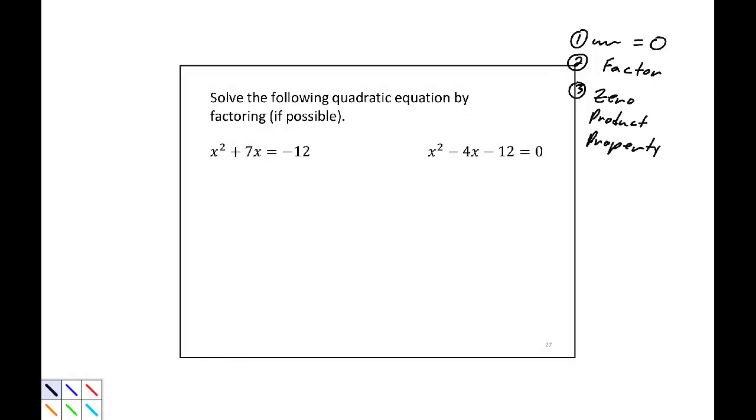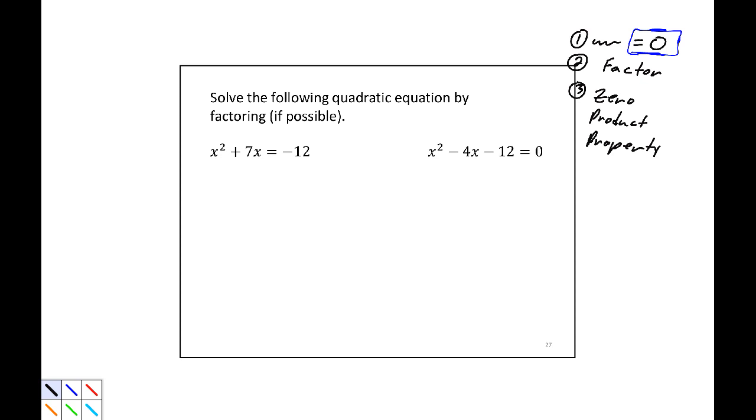Our next objective in this section is to solve a quadratic equation by factoring, if possible. The steps that we're going to follow here are: 1, get our equation in a form where we have ax squared plus bx plus c equals 0. That's the important part. We need to have something equals 0. Next, we'll factor our expression on the left-hand side of the equation if we've got the 0 on the right-hand side. And then we'll apply the zero product property by setting each of those factors equal to 0.